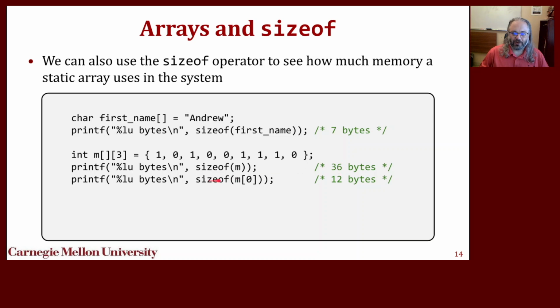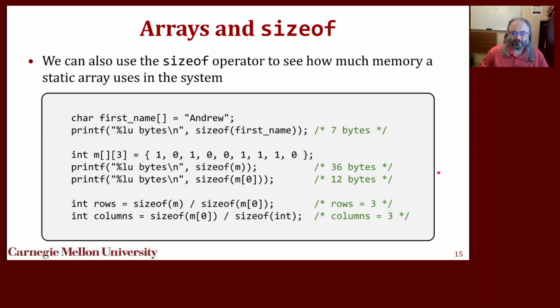We can also print the size of m of 0, which is going to be one row of our matrix. One row of our 3 by 3 matrix contains 3 integers. M0 in particular stores 101. Each of those is 4 bytes. So this is going to print 12 bytes. And this is exactly what it does, as we expect.